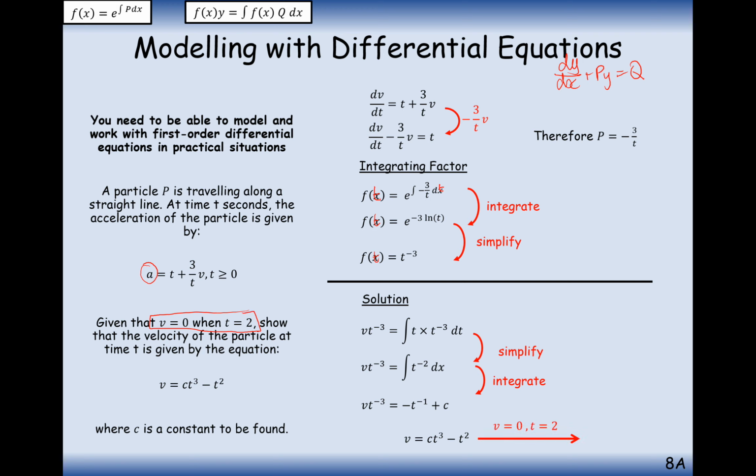Once you've plugged in those two values and worked out what c is, you find that c is a half. So v equals a half t cubed minus t squared. And there we are, that's the answer to this question.